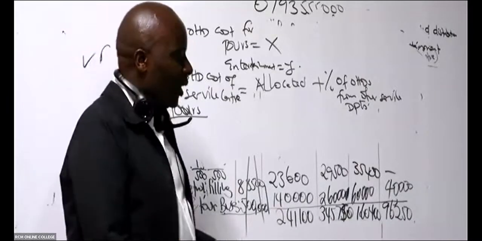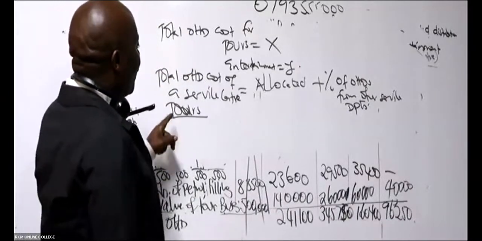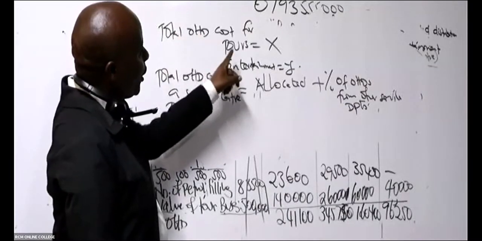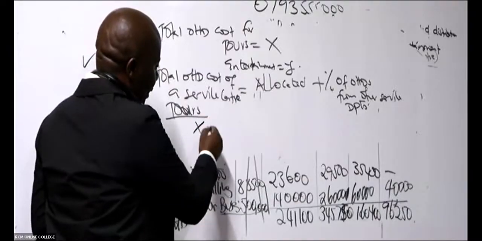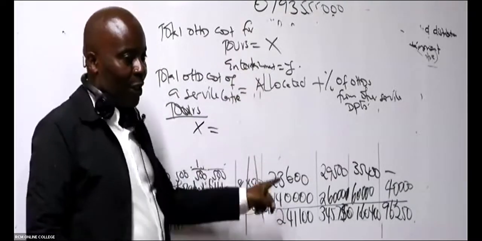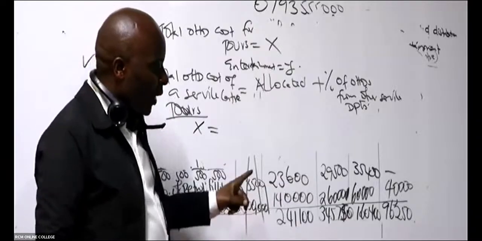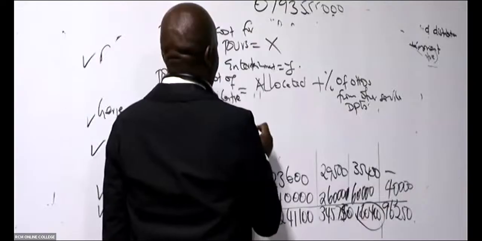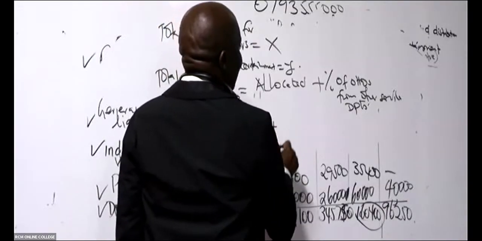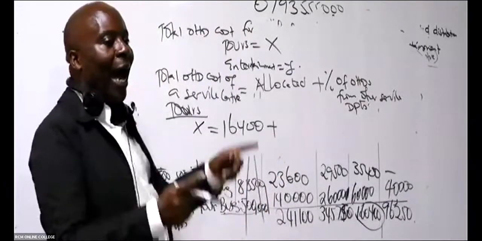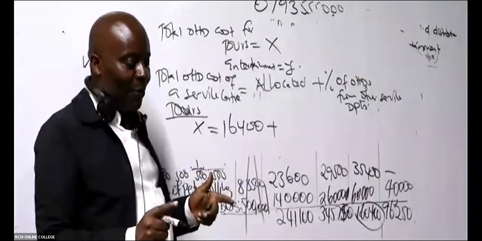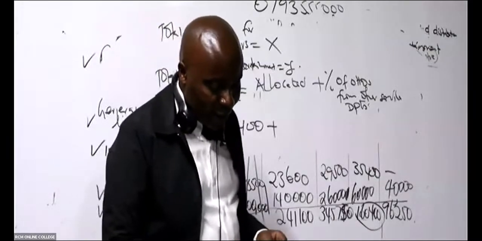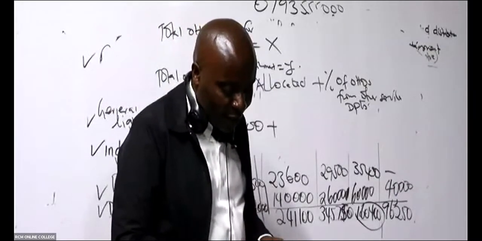So let's see. Tours, do we know the total overhead cost of a tours department? The total overhead cost of the tours department is X. How much has been allocated to it? 160,400 plus the percentage of overhead from the other service department. The other service department, remember, is entertainment. So how much is tours getting from entertainment?